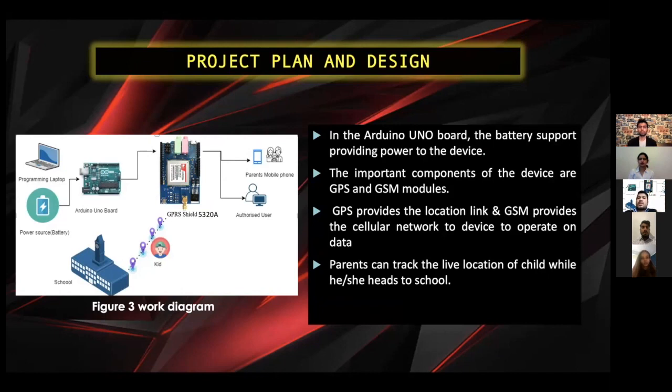When the GPS module collects the location, it forwards it to the GSM module, which is then sent to the parent's mobile phone in the form of a Google Map link with the help of the Telstra network.